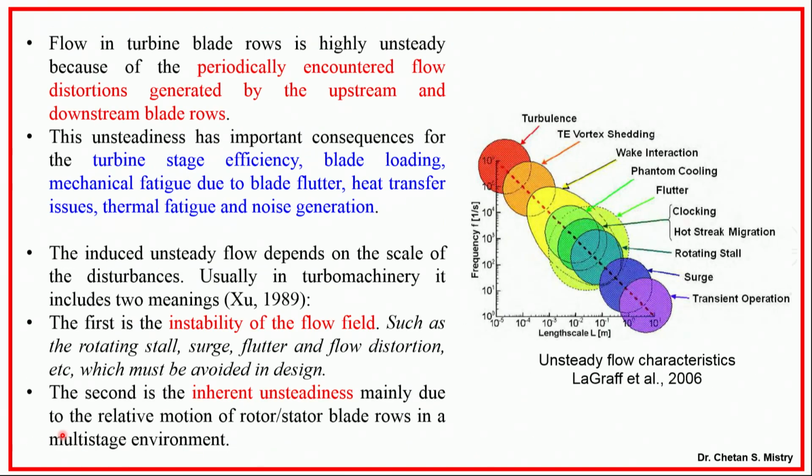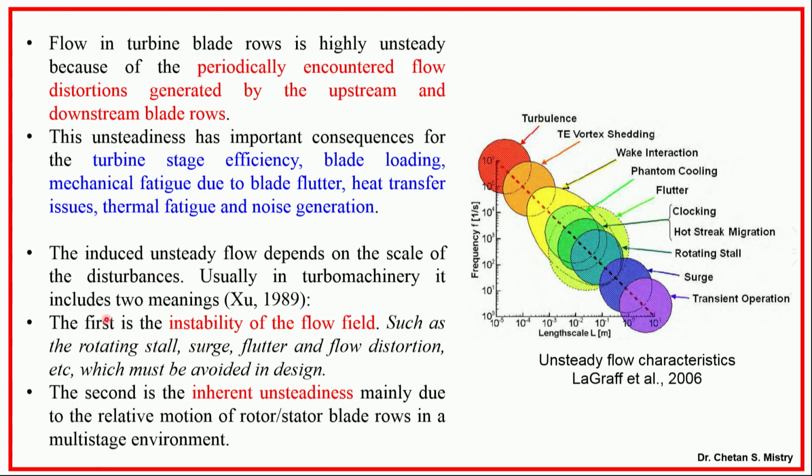So, the flow in the turbine is highly unsteady because of periodically encountered flow distortion generated by upstream and downstream blades. We will see what exactly. It is this unsteadiness that has important consequences on your efficiency, blade loading, mechanical fatigue, flutter, heat transfer issues, thermal fatigue, noise generation, so many parameters.